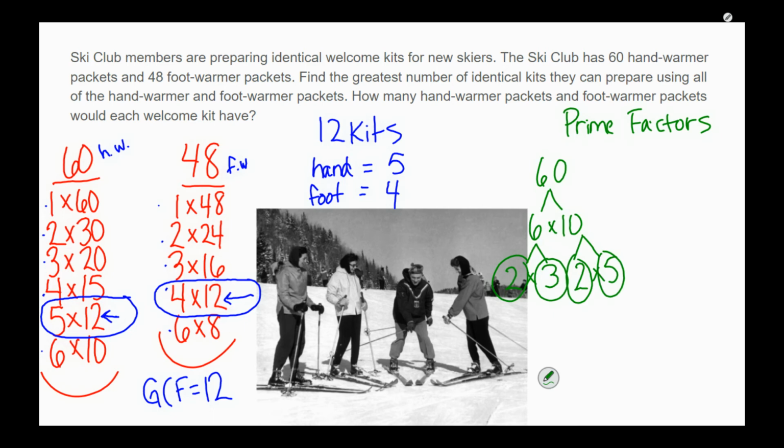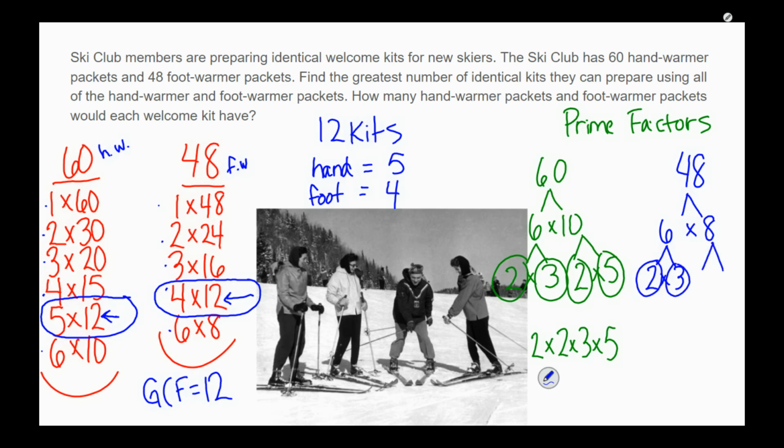So I can rewrite that. I like to rewrite it in the order that they're listed. So 60 is equal to 2 times 2 times 3 times 5. So let's do the same thing with 48 using our prime factor trees. So I'm going to factor out 48. I'm going to use 6 times 8. Again, 6, we already did it over here, is 2 times 3, and those are both primes.